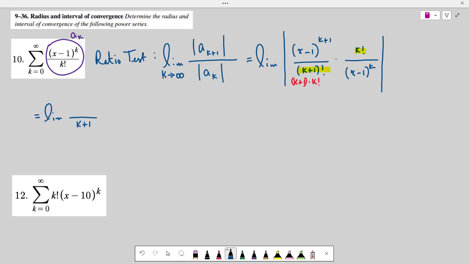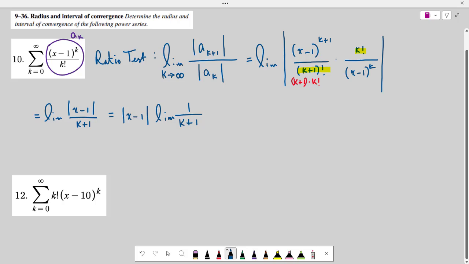Now that still has an x in it, so that has to have an absolute value around it. K plus 1, k is a positive integer, so we don't need an absolute value. So now we have the limit as k goes to infinity. Is there a k in the numerator? No k. That means the numerator is constant with respect to k. It does not change regardless of k. It's independent of k. So we have this scenario now.